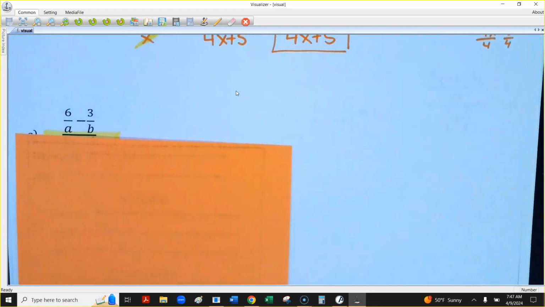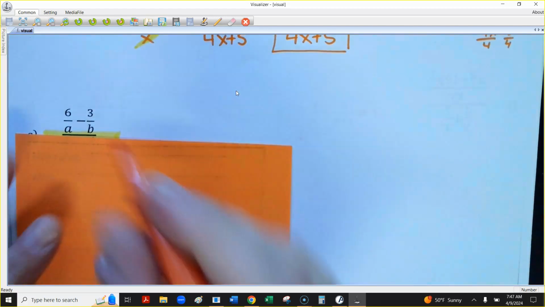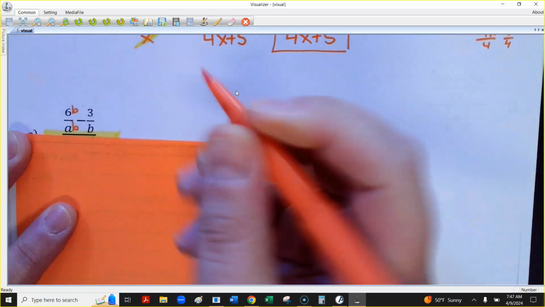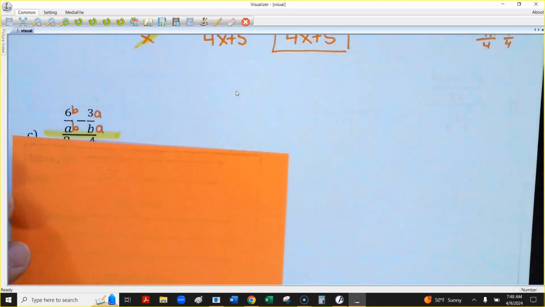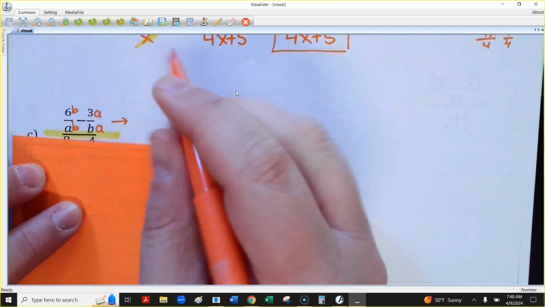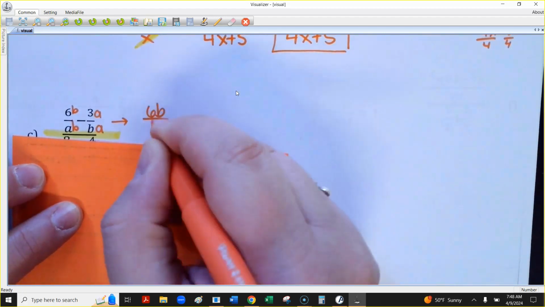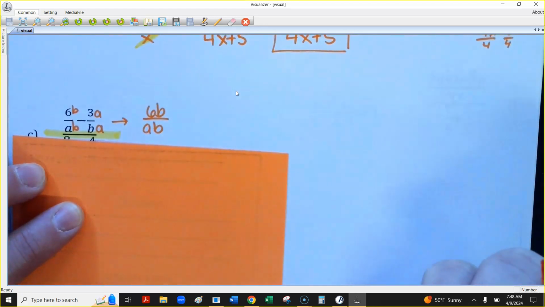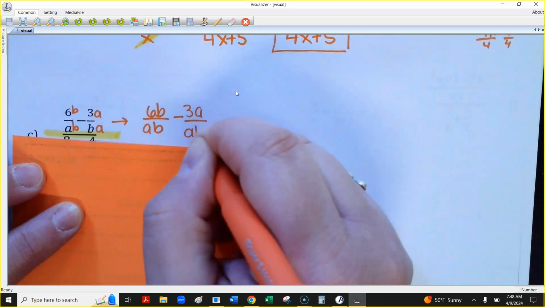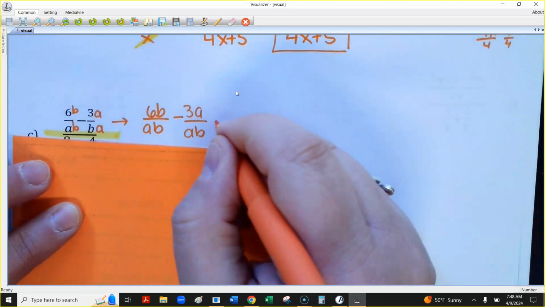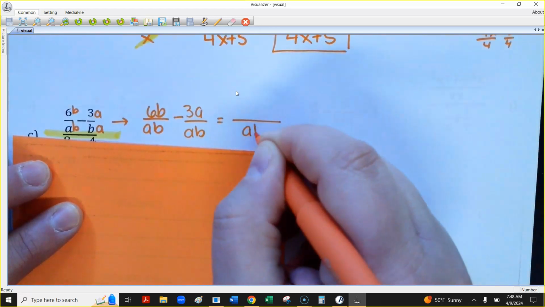Okay, now this is the deal. Whenever you guys have two letters within the same term, we usually write them in alphabetical order. So when I get my common denominator, I'm just going to write it right in the problem here. This one would need a b, top and bottom. This would need an a, top and bottom. All right, so I'm just doing the top of that fraction there. Now, this would be 6b, but I'm going to write the denominator as ab, just in alphabetical order. And I'm going to subtract from that 3a over ab. And then my common denominator would just be that ab.